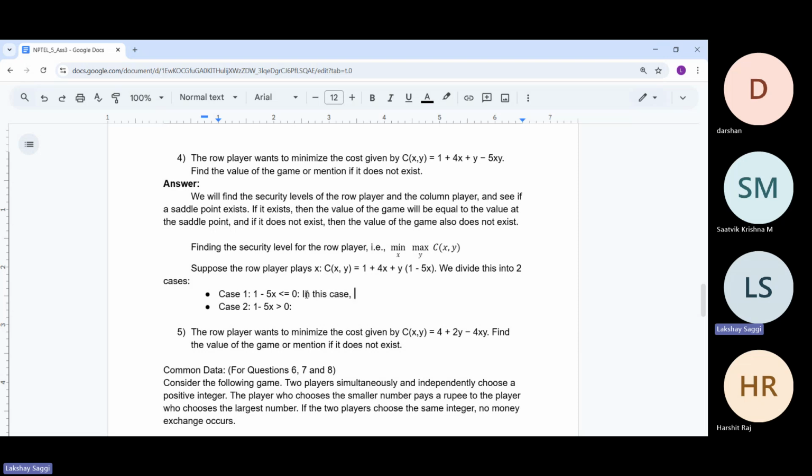In this case, it can be seen that C(x, y) is maximized if y equals 0.